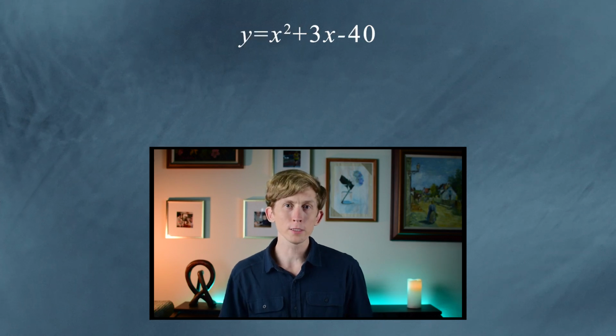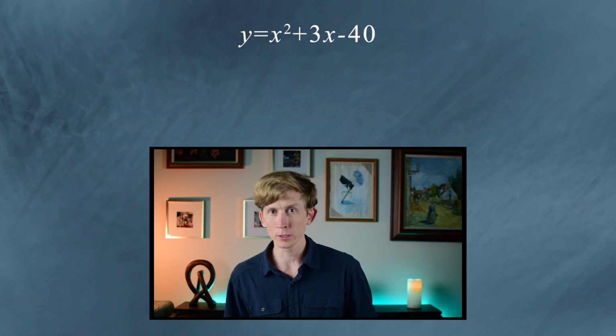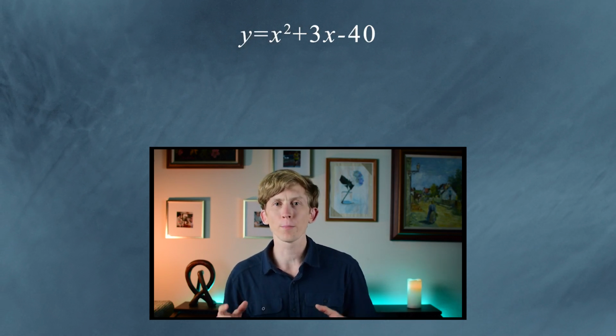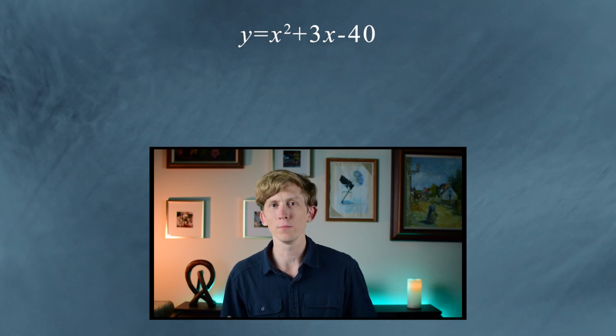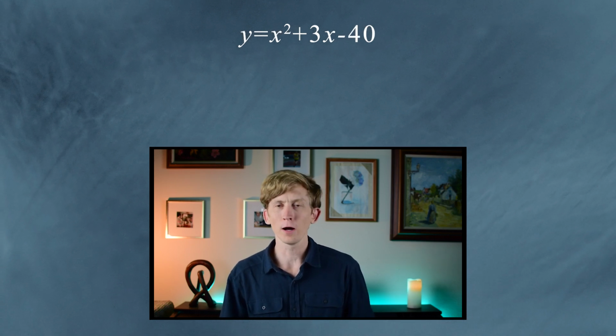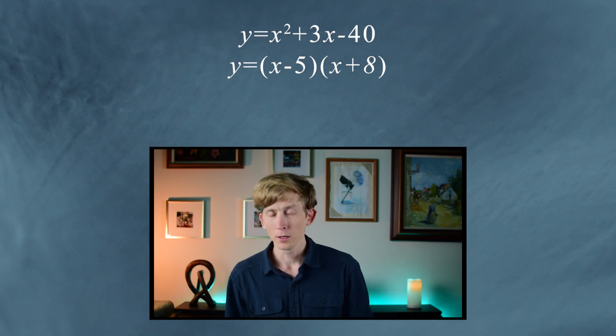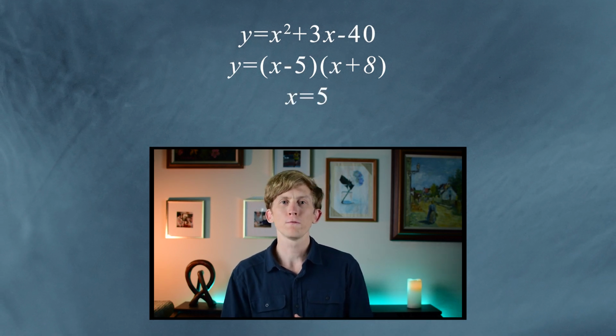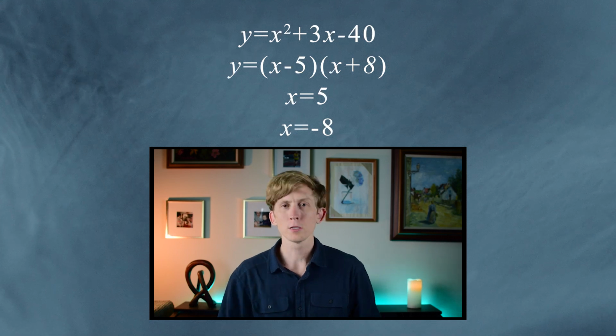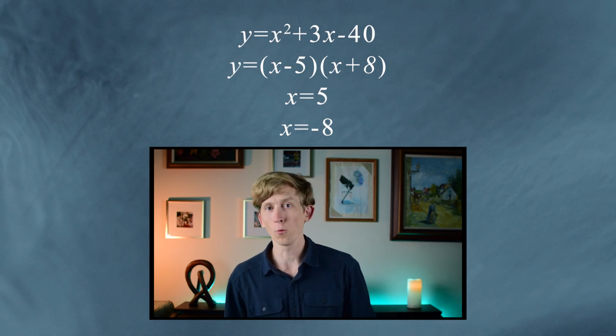For example, if y is equal to x squared plus 3x minus 40, what two numbers have a product of negative 40 and a sum of 3? That would be negative 5 and 8. So the factors are x minus 5 and x plus 8, which makes the x-intercepts 5 and negative 8, since those are the values of x that make y 0.